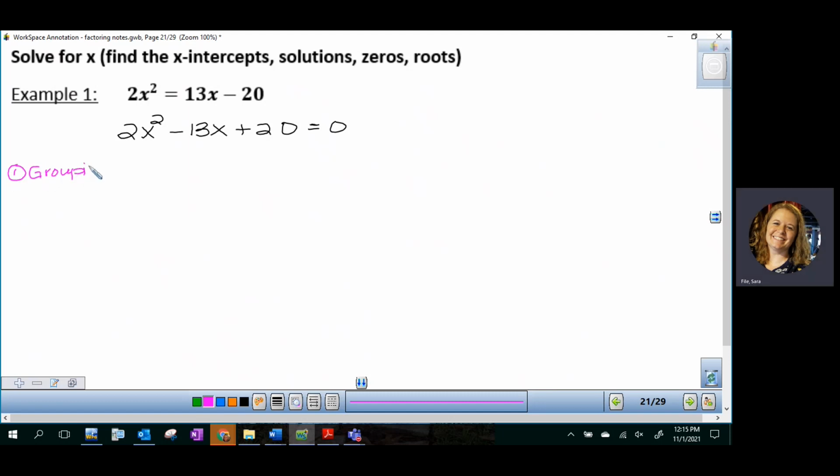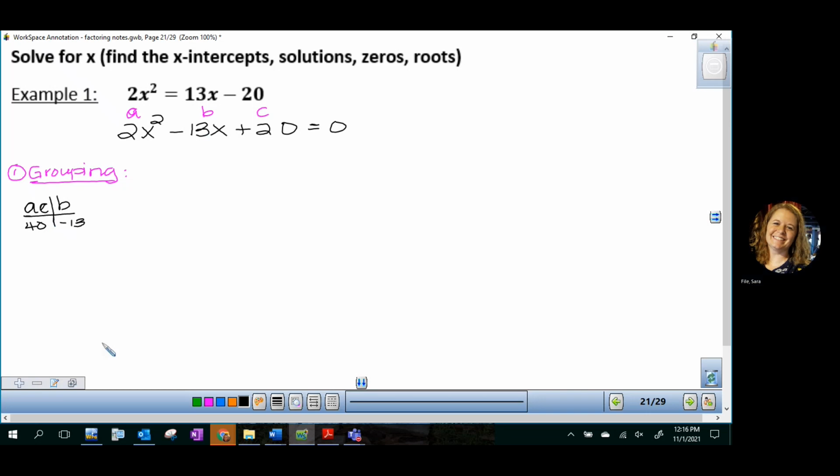All right, so by grouping. The first thing I'm going to do if I'm trying to solve this by grouping, and let me label A, B, and C. So A is 2, B is negative 13, C is 20. So the first thing I'm going to do is an ACB table. I'm going to multiply A times C. So 2 times 20 is 40. Now B is negative 13. So I'm asking myself what multiplies to 40 but adds to negative 13.